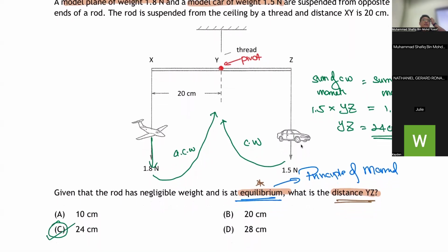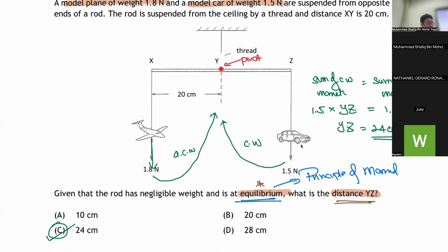So this one is very simple because why? There are only two forces acting, one clockwise and one anti-clockwise, right? A much more difficult question is when you have multiple forces acting on it. So you all have to be careful about that. Okay, all right. So which is the next example that you are going to try by yourself?